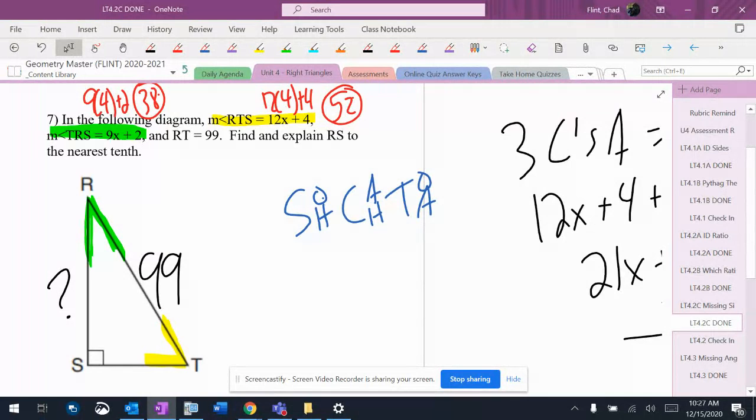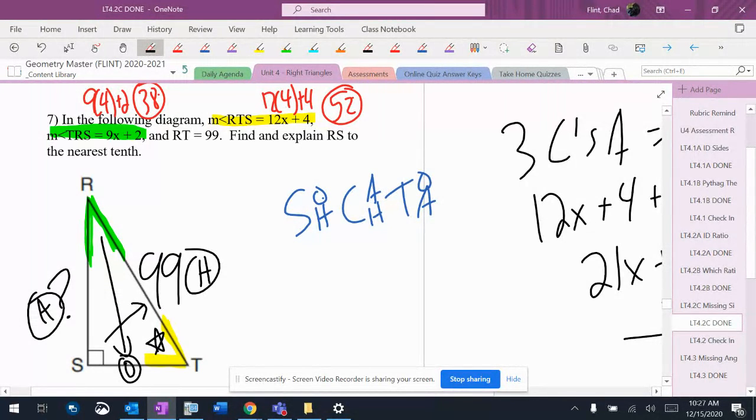So I'm going to pick the yellow one. Why am I picking the yellow one? I don't really know, I'm just picking the yellow one. So now I'm going to name my sides based off of the yellow angle. So this is the hypotenuse. This is the opposite. This is the adjacent.